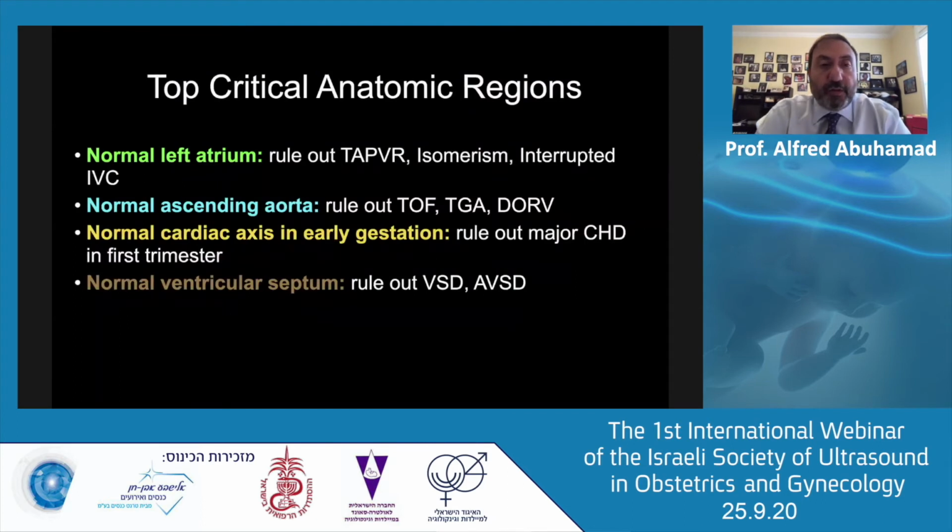So what I've shown you during this presentation, how important it is to look for the normal left atrium, because you can then rule out total anomalous venous return, isomerism, interrupted IVCs, and other. I showed you how important to look for the normal ascending aorta, because then you rule out tetralogy of Fallot, transposition of great arteries, double outlet right ventricle. I showed you how important to look at the normal cardiac axis in early gestation. That can help you to rule out a significant proportion of congenital heart disease in the first trimester, and the normal ventricular septum, because VSDs are commonly associated with other fetal malformations.